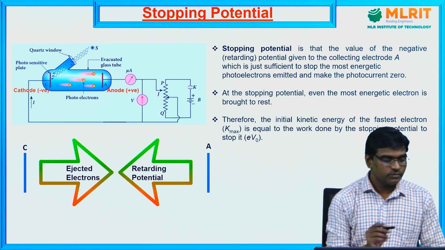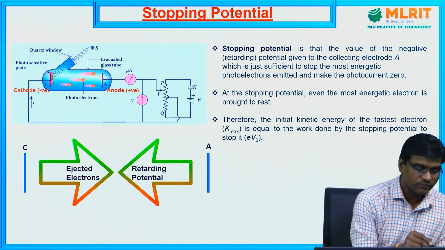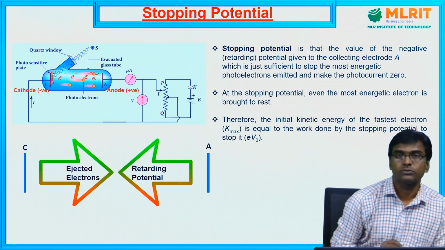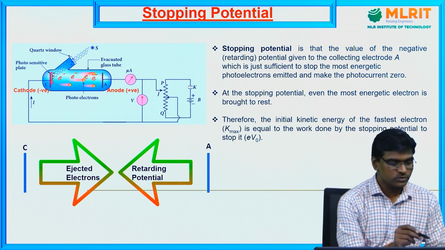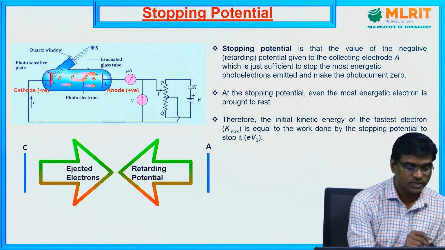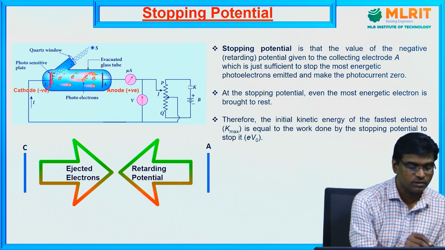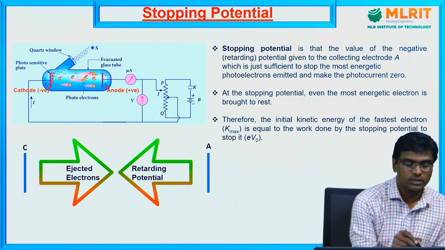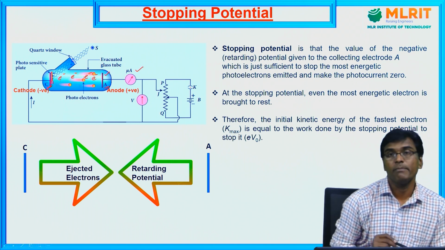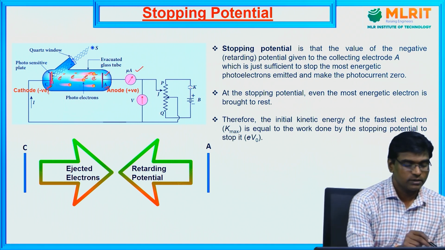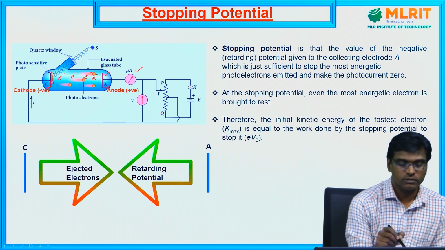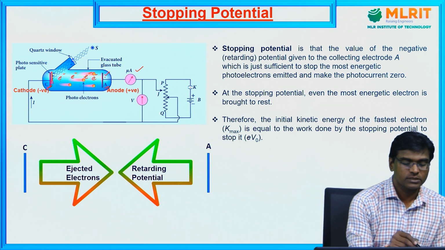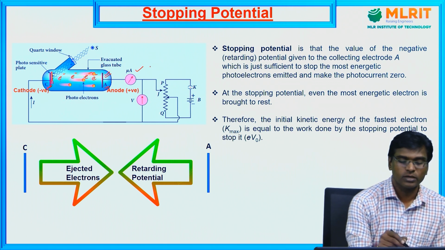Whenever you shine a light on a metal surface, electrons come out and reach the collector. Even if there is no potential difference between the cathode and anode, some of the electrons will reach the collector and show some current in the ammeter. But when you connect C and A with the external battery and increase the voltage, more electrons reach the collector, so the photocurrent slowly increases.